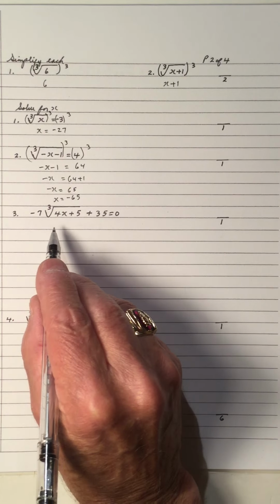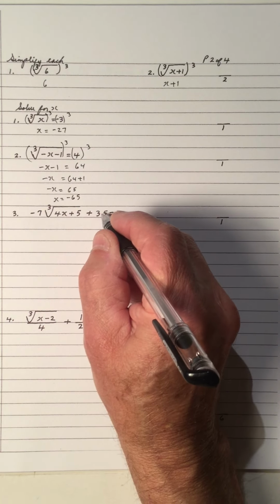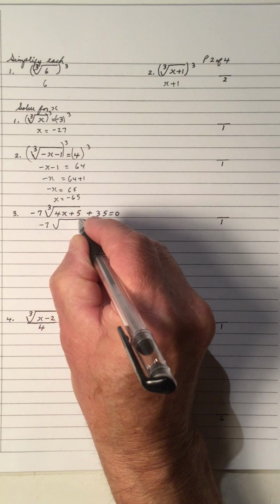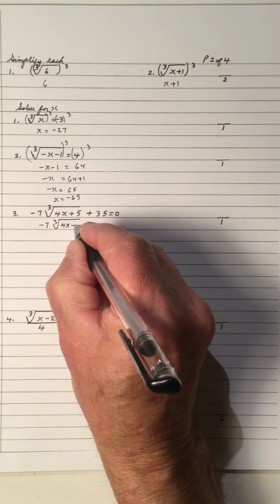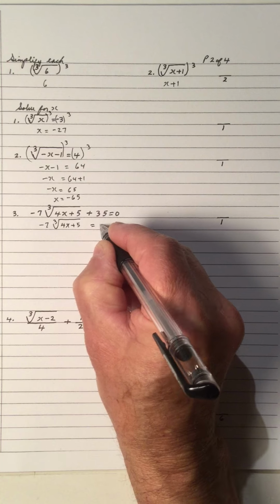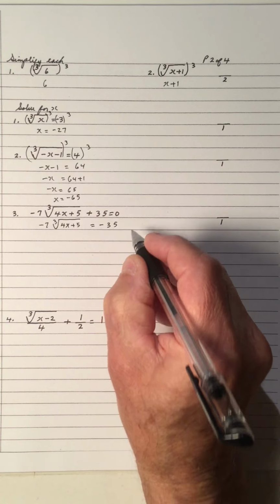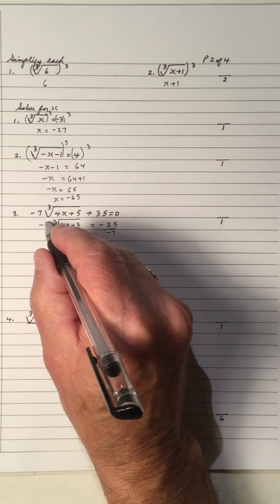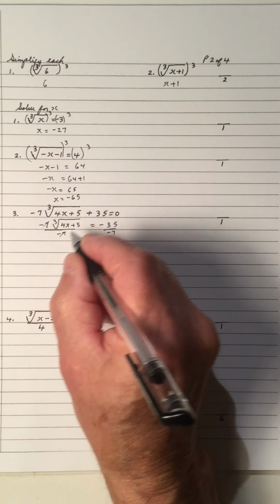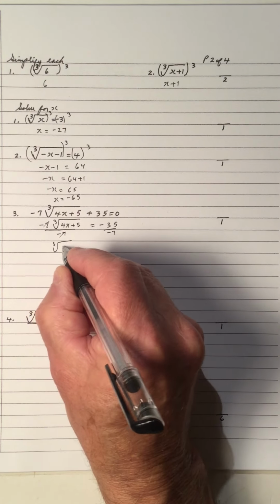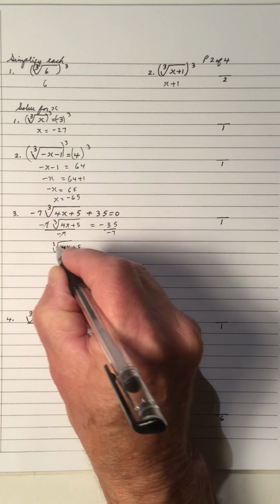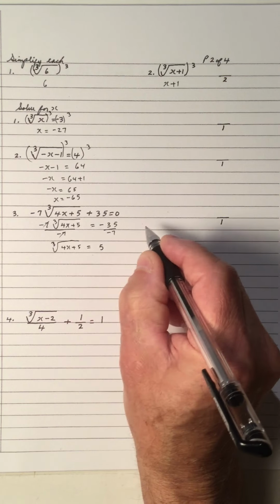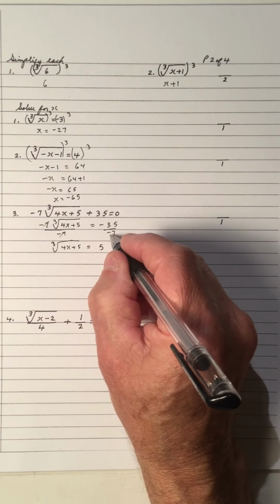Number 3, we want to isolate the root, so we'll move the 35 to the right side. So we got negative 7 cube root of 4x plus 5 equals negative 35. And we divide both sides by negative 7. We want to isolate the root. When we do, they cancel. And I get the cube root of 4x plus 5 equals 5. Negative 35 divided by negative 7 is 5.